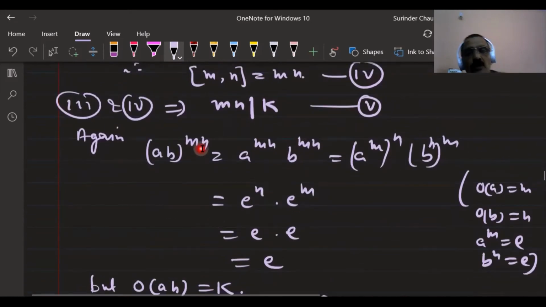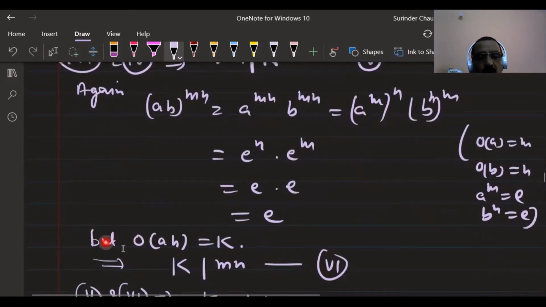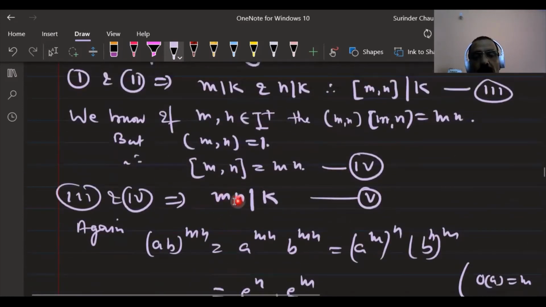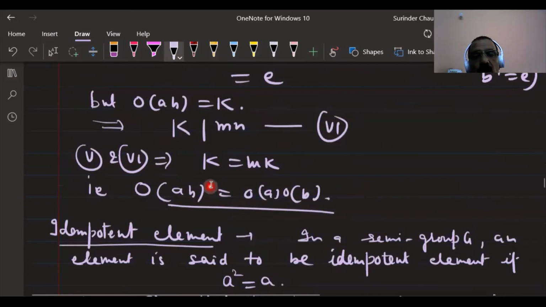So (AB)^mn is equal to e, which implies, since the order of AB is k, that k divides mn. Earlier we proved mn divides k. So the fifth and sixth imply k is equal to mn. That is, the order of AB is equal to the order of A times the order of B.